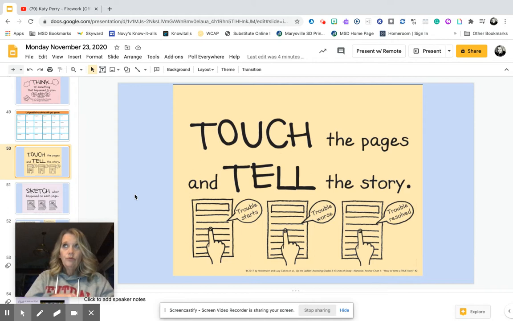What did you do? What did you say? What did you feel? What were the other people's actions? What can we see there? Slow that part down. And then what happens? And then eventually the problem gets solved. So touch and tell the pages of the story.